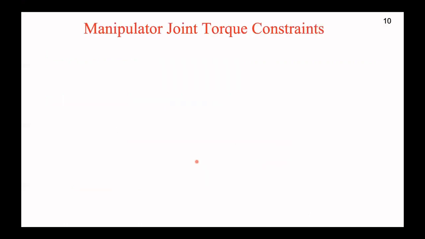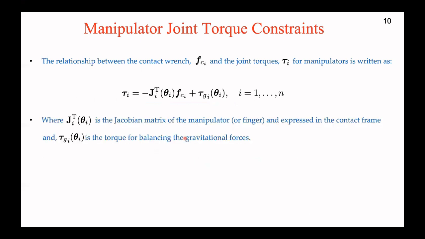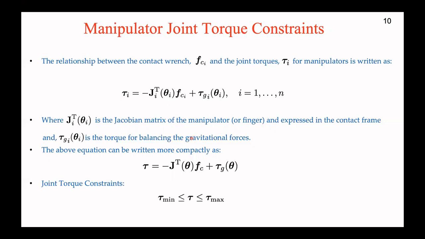While performing any manipulation or grasping task with the help of robotic manipulators, we need to compute the joint torques which generate the necessary wrenches at the object manipulator contacts. The relationship between the joint torques and the contact wrenches is given by this equation. Here, Ji is the Jacobian matrix of the ith manipulator and tau g is the torque for balancing the gravitational forces on a manipulator. The above equation can be expressed more compactly as follows. To ensure that the joint actuators are able to generate the required joint torques, we need to specify the joint constraints as given. In this equation, tau min and tau max are the lower and upper limits of the manipulator joint torques respectively. These constraints are also a set of linear equations.